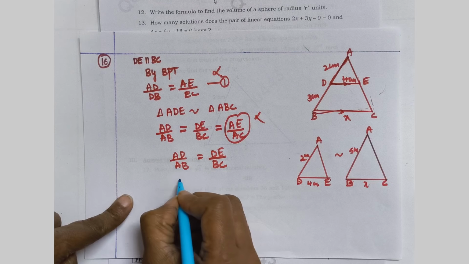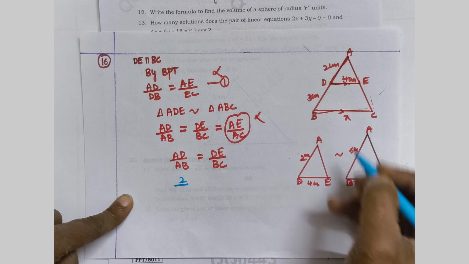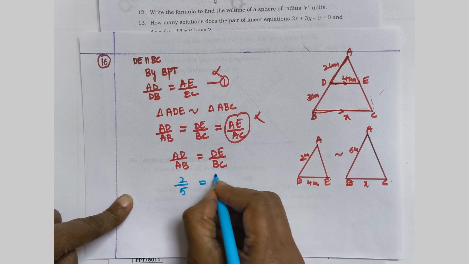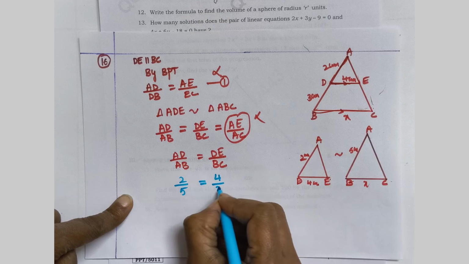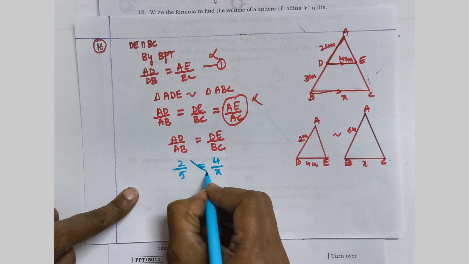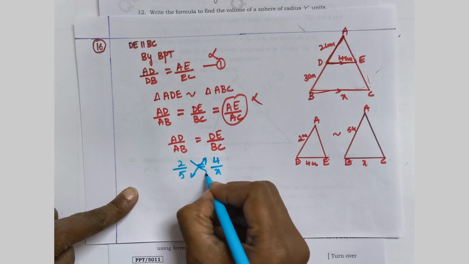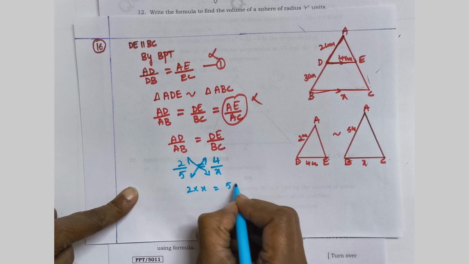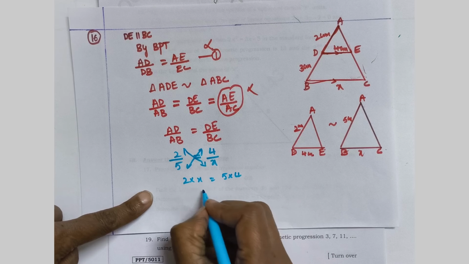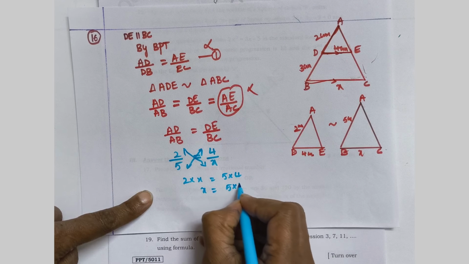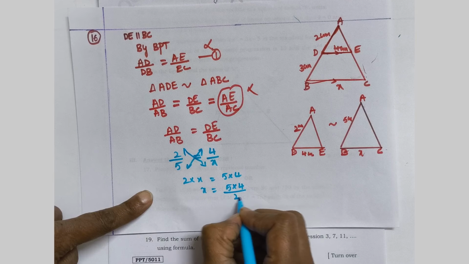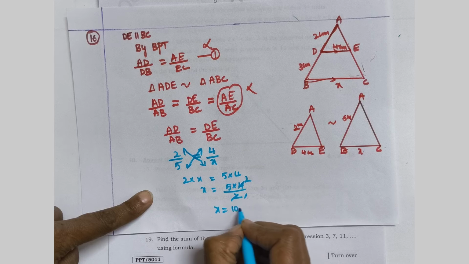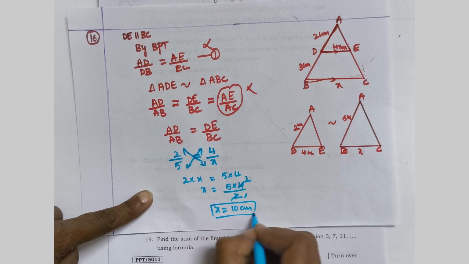See here, AD measurement 2 by AB measurement 5, 2 plus 3 is 5, is equal to DE measurement 4 by BC measurement X. Now do cross multiplication. 2 into X is equal to 5 into 4. Now we want X. X is equal to 5 into 4, divided by 2. 2 ones are 2, 2 twos are 4. So what is the X value? 5 twos are 10 centimeter. X value is 10 centimeter.